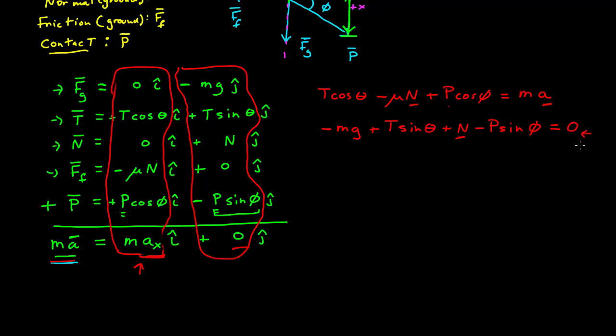There is no acceleration in the second equation. So I'm going to use the second equation to solve for N and substitute it into the first equation to be able to get the answer. So if I solve this second equation for N, N is equal to mg plus P sine phi minus T sine theta. So there I'm just solving that one for N.